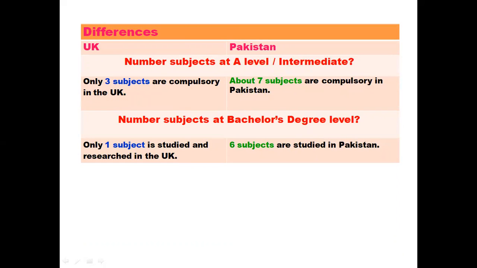Looking at the number of subjects studied at A levels or intermediate, only 3 subjects are compulsory in the UK, while about 7 subjects are compulsory in Pakistan. Looking at the number of subjects at bachelor's degree level, only 1 subject is studied and researched in the UK at degree level, as compared to about 6 subjects that are studied even at degree level in Pakistan.